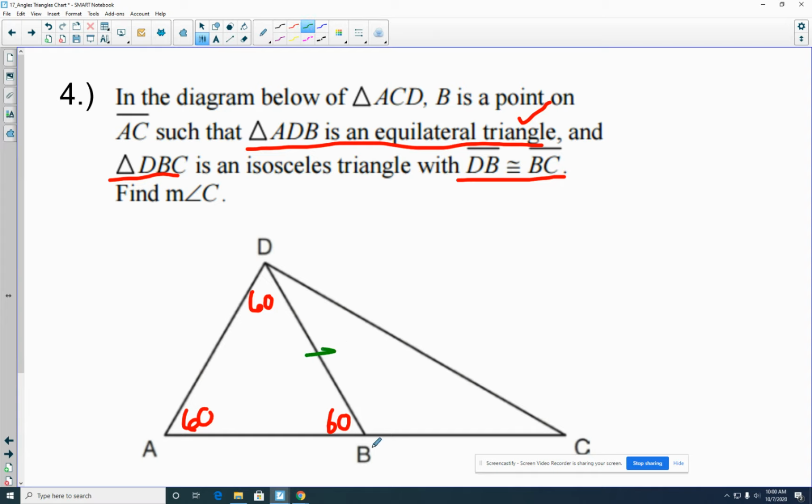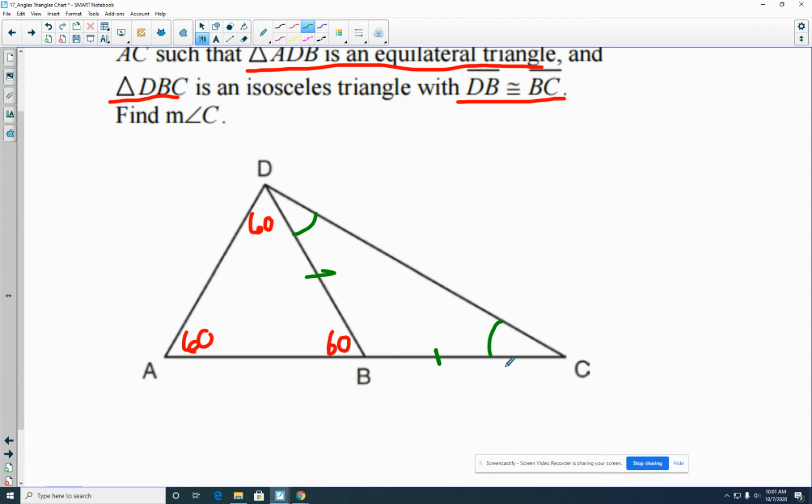DB is congruent to BC. So that means that this triangle over here is isosceles. That means that this side is across from this angle, and this side is across from this angle. Okay. So in this triangle, DBC, I don't know any of the angles, but I know that these two angles have to be the same because it's isosceles.